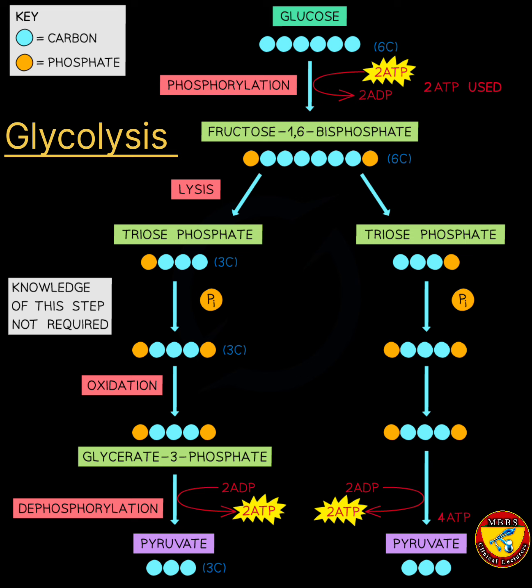The glycolysis pathway occurs in the cytoplasm and is crucial for producing energy, ATP, from glucose, especially in cells lacking mitochondria or under anaerobic conditions.